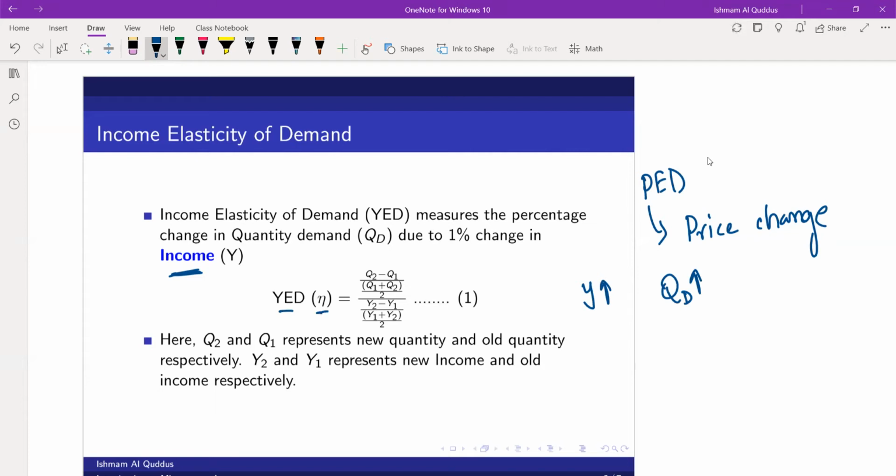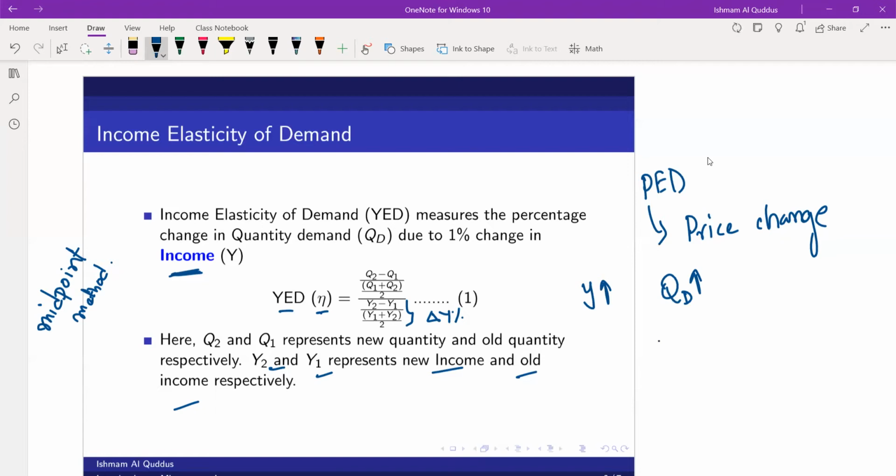The way we calculate YED, or we also denote this by eta, but you can use YED, we follow the midpoint method, just like we did in calculation of PED. But you need to observe the changes as well. It's not exactly the same formula. Here the notation is different because we are looking at the change in income, not price anymore. So Y2 represents new income, Y1 represents old income.